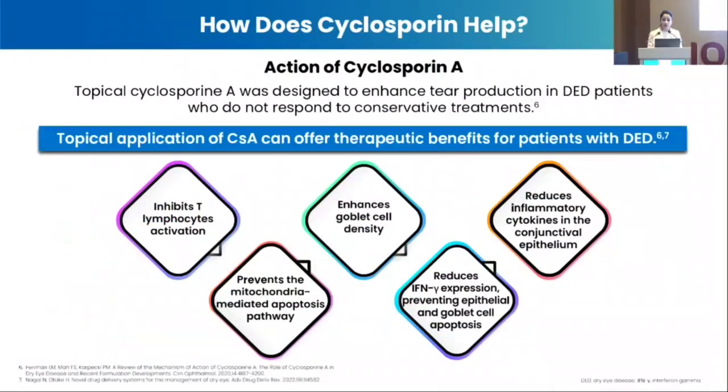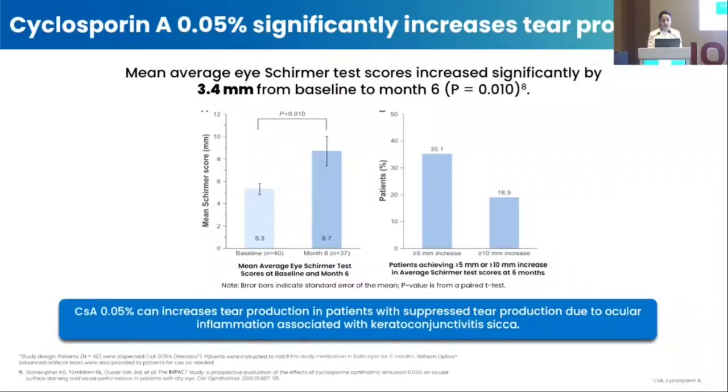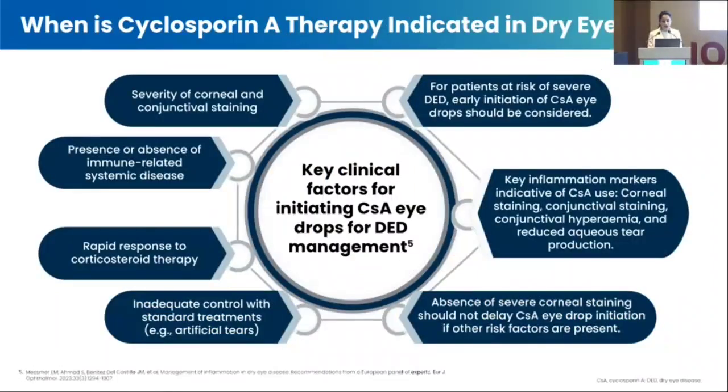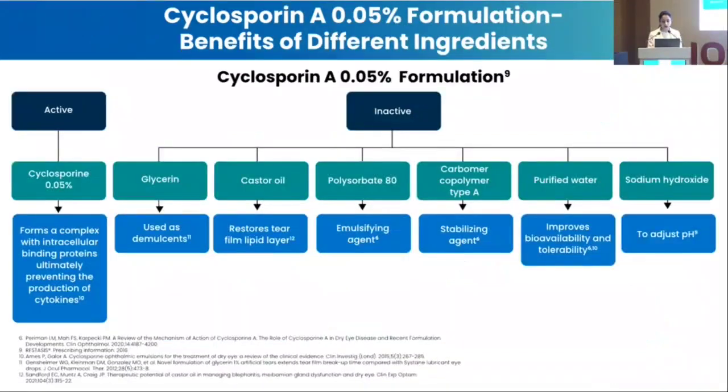So the action, just to bore you a little with the place where it works: it inhibits T cell activation, enhances goblet cell density, reduces inflammatory cytokines, and reduces the expression of all the inflammatory receptors so that the eye surface gets stable. So it increases tear production. I think we've covered this. So in all the factors where you feel that the dry eye is not going to be limited to lubricants, it is very important that you look beyond and treat beyond just what you see, in terms of giving them lubricants.